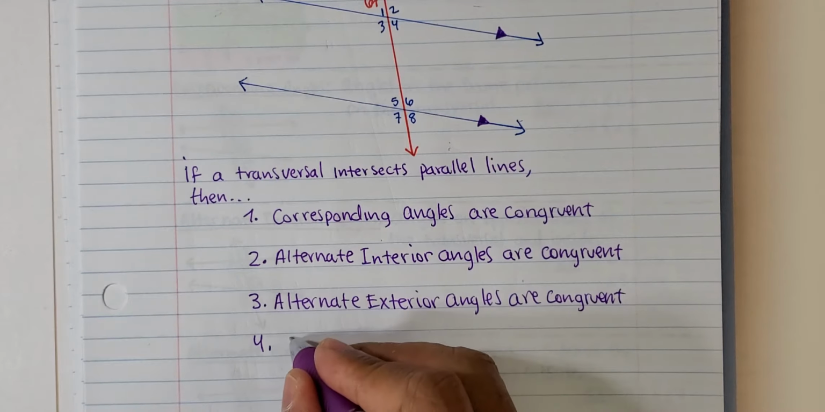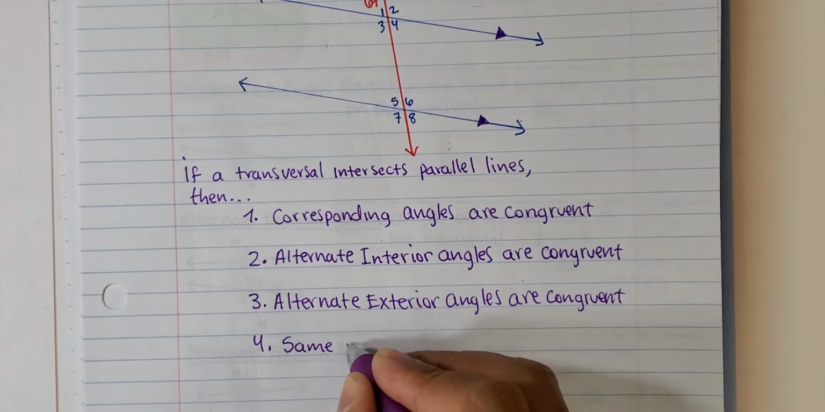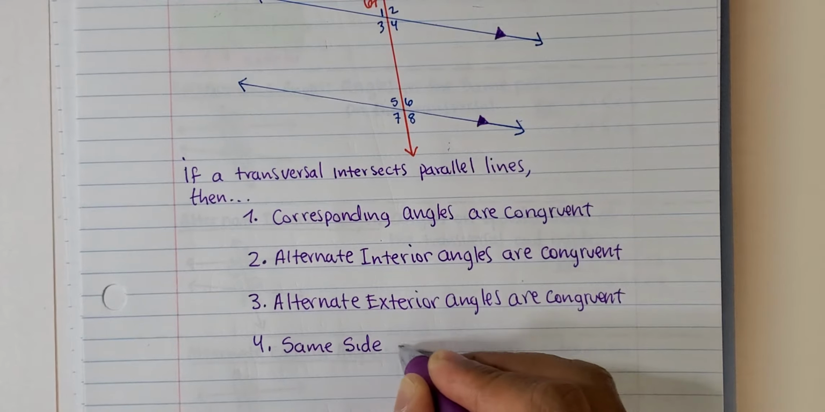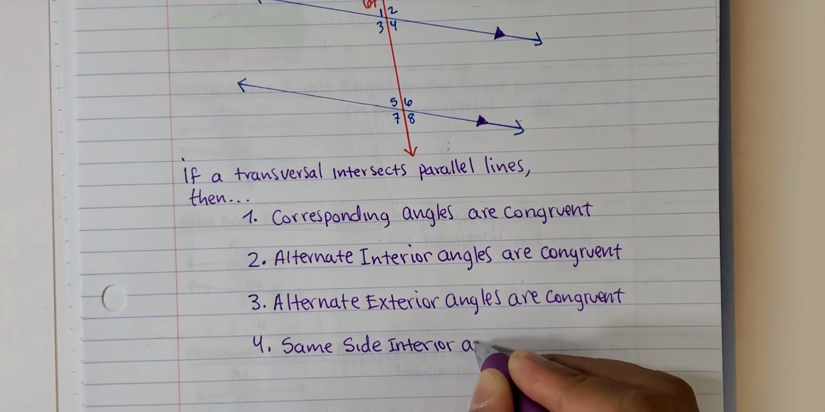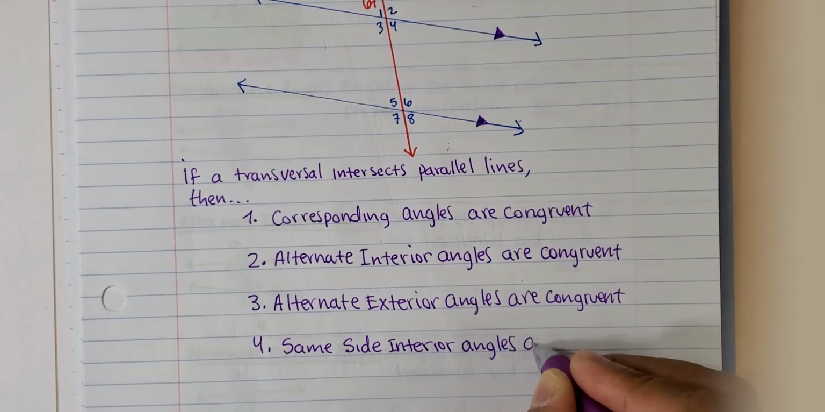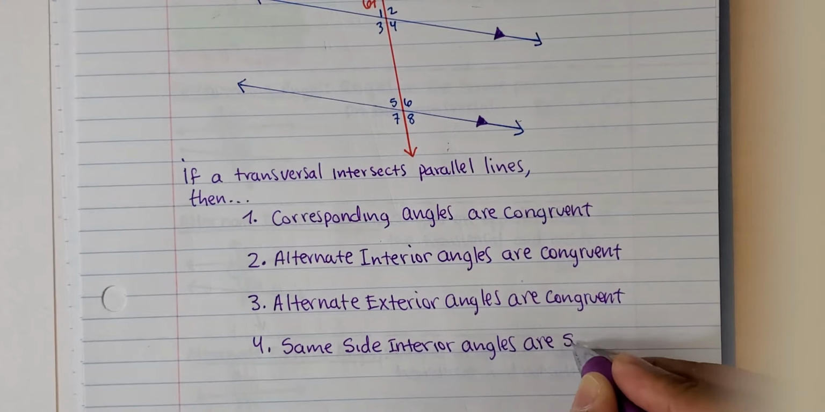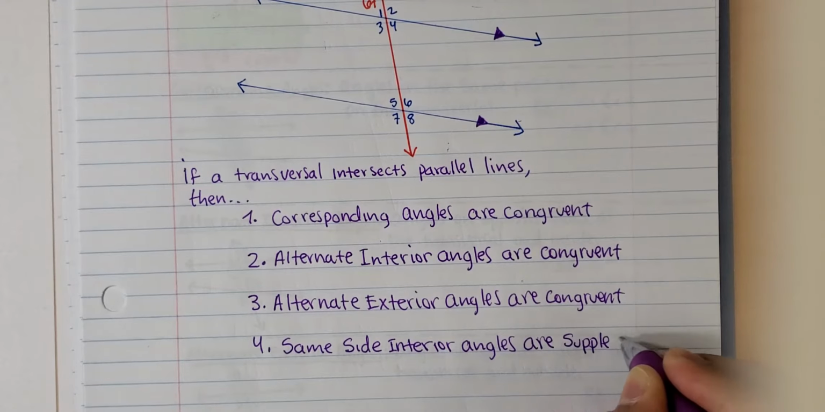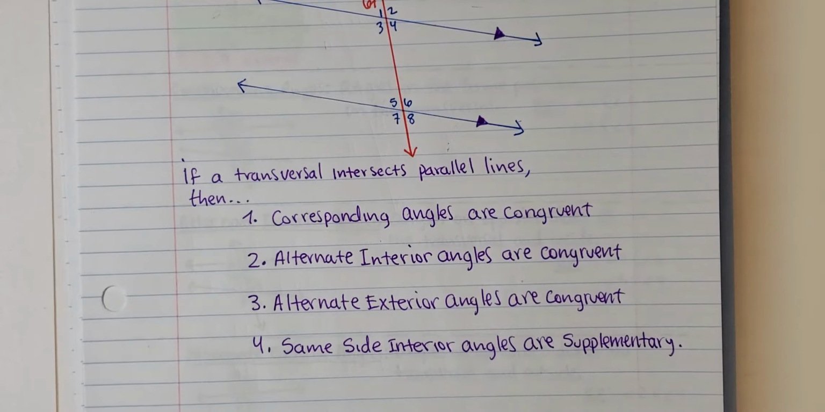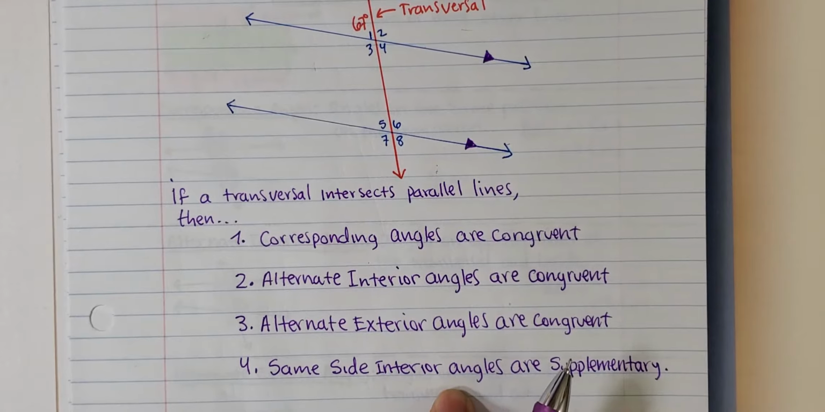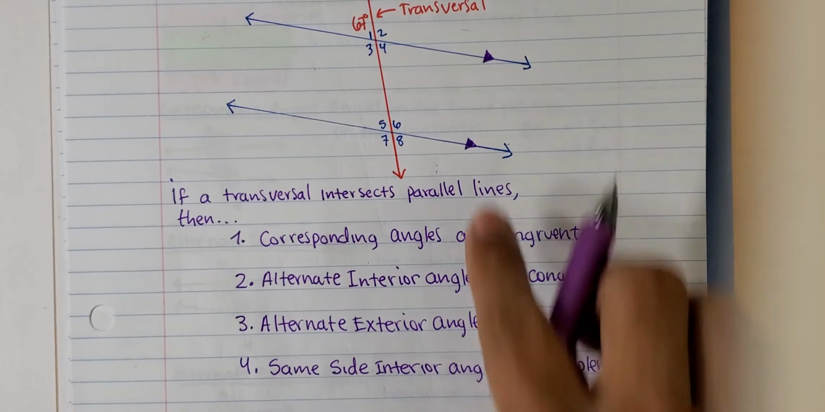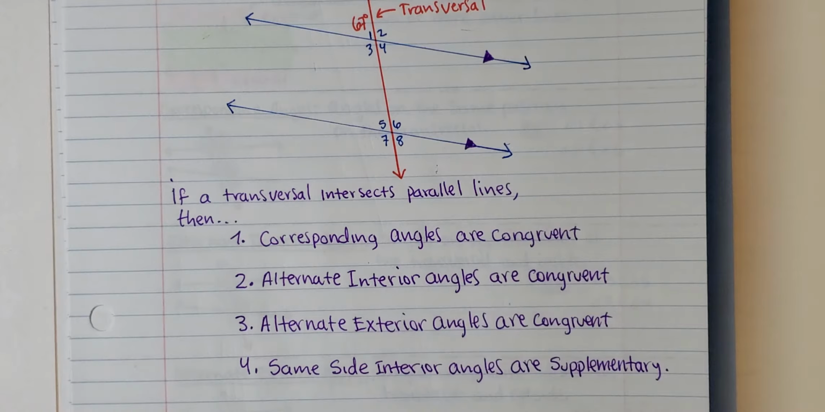this one says that same side interior angles are supplementary. And don't forget, supplementary means they add up to 180 degrees. Okay, so let's go back and use this to help us find the measure of all the angles at this intersection.